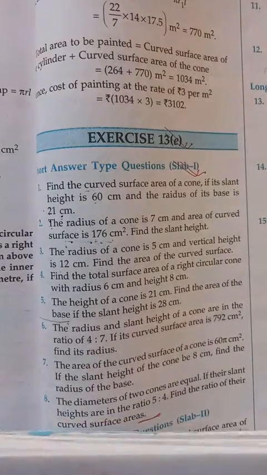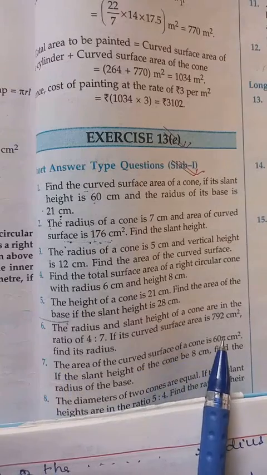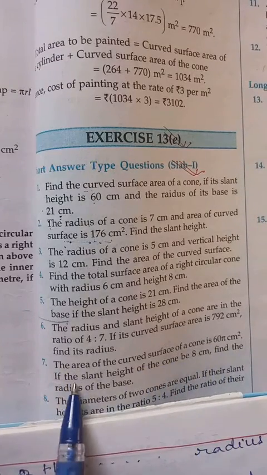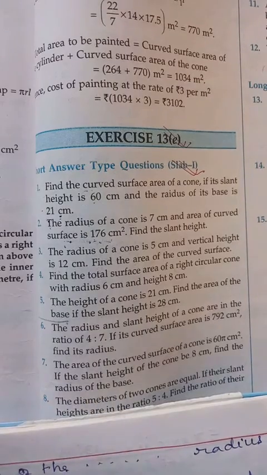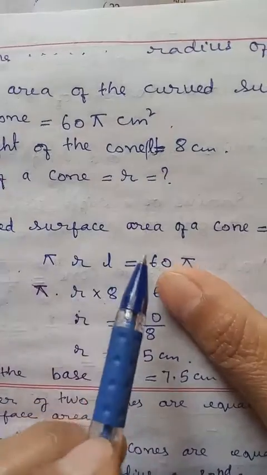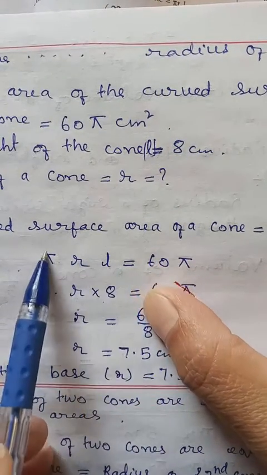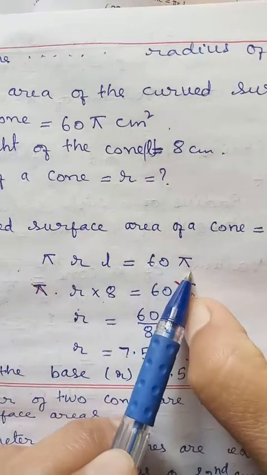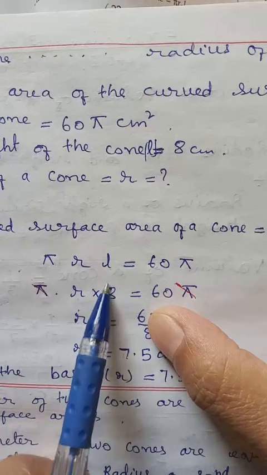Then next, number 7, they give us the area of the curved surface is 60 pi cm square. The slant height is given to be 8. Again, we have to find the radius of the base. We have the curved surface area. Let's make use of that. Curved surface area formula we know, pi r L. So pi and pi from both sides can be cancelled. R we don't know, let it be there. L we know to be 8.